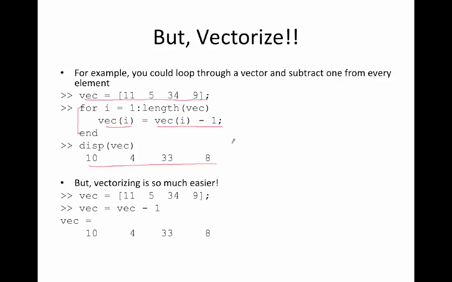But vectorizing that code is so much easier. In MATLAB, all we have to say is vec gets the value of vec minus 1. MATLAB's automatically going to loop through all of the elements in the vector and subtract 1 from each one. So we don't have to write a for loop ourselves in MATLAB to accomplish that. It's automatic.